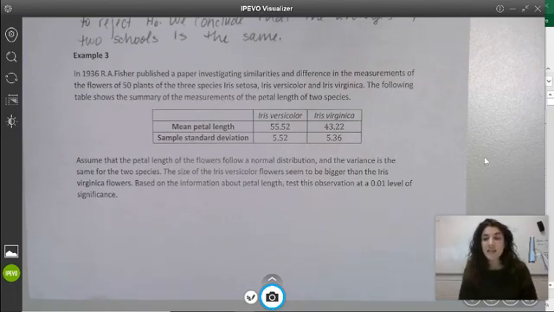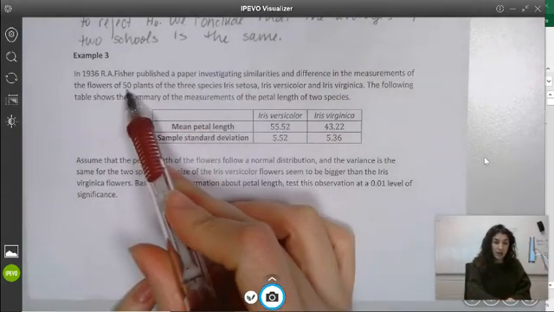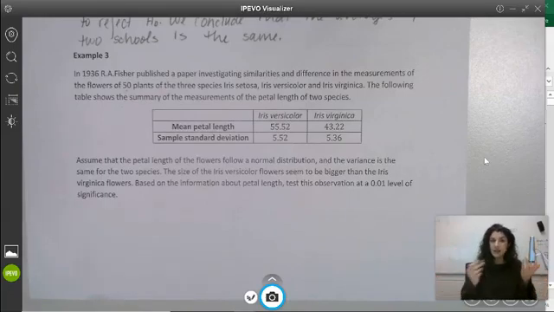So notice here that we're given a summary of data. We're not given a bunch of raw data of actual length. They took all of the raw data, because it was a lot of raw data, and they said, okay, we're going to summarize the data. Here's the mean, here's the standard deviation. And we can still do our t-test calculations with that information.